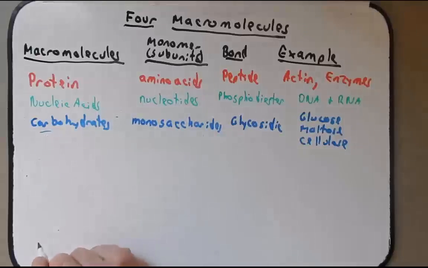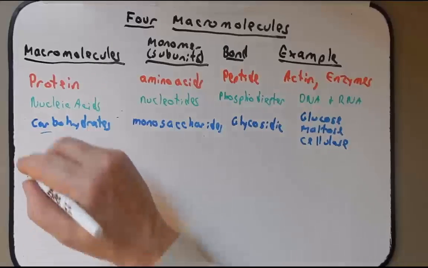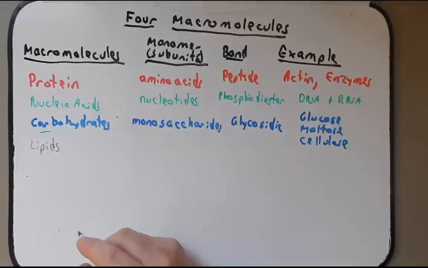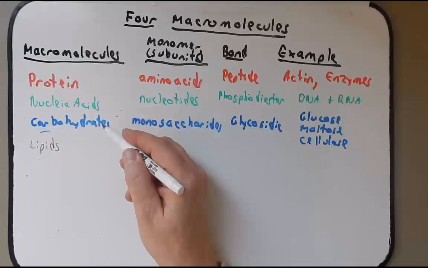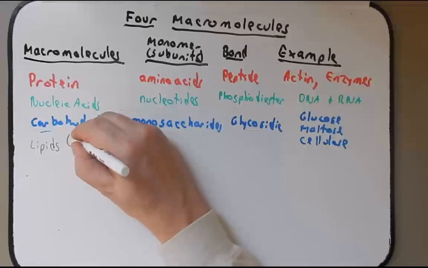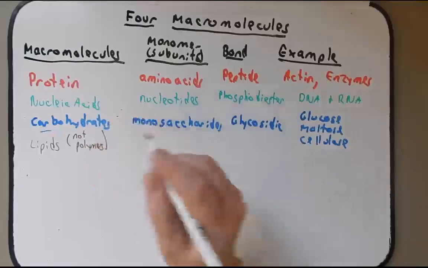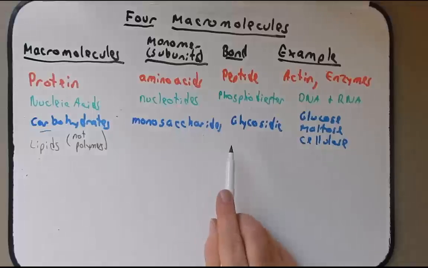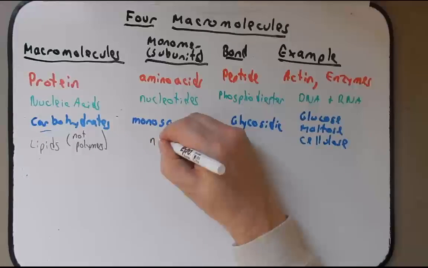All right, this last one here we'll talk about in a week or two, and they're called lipids. Lipids are a macromolecule, but unlike the first three, proteins, nucleic acids, and carbohydrates, they're not polymers. The reason they're not polymers is because they're not characterized by having repeating units of subunits. So we're going to put not applicable here.